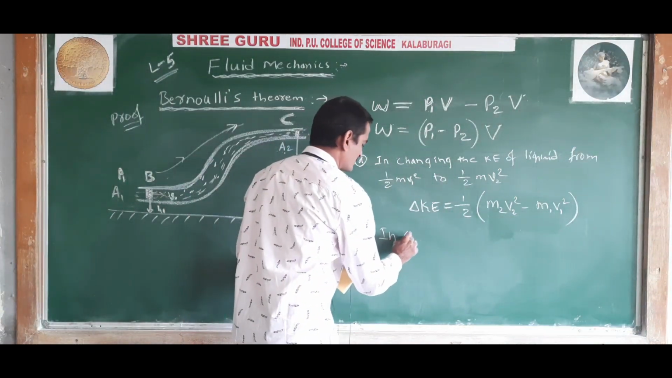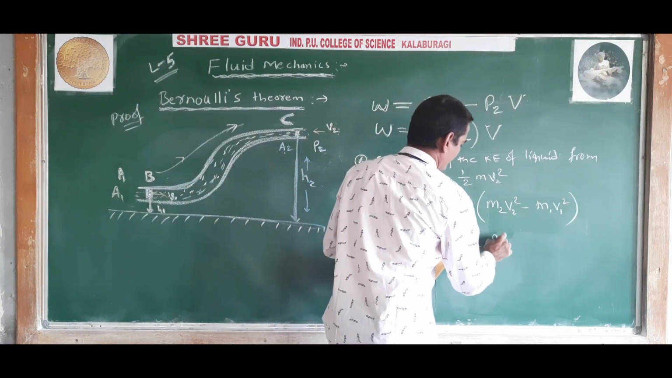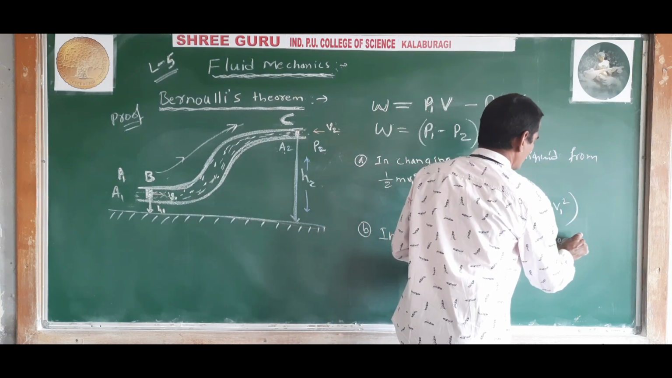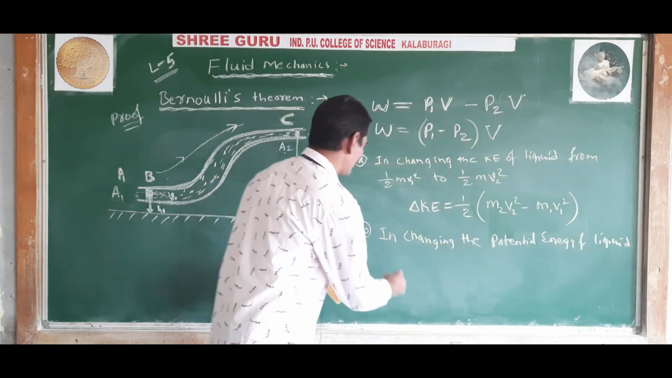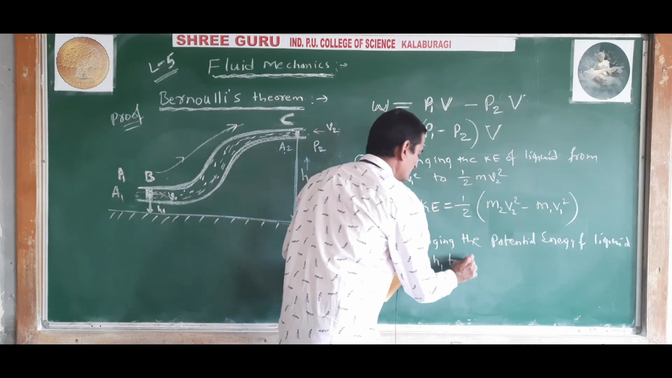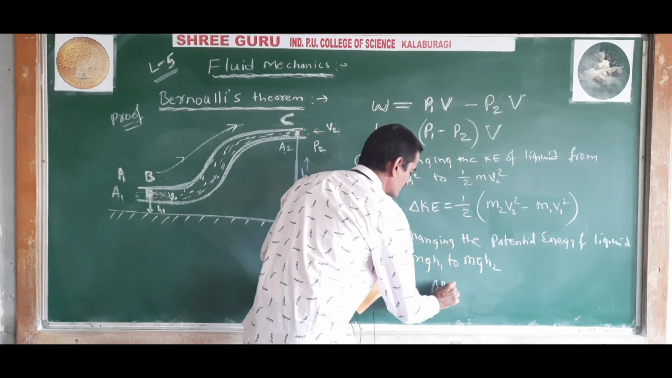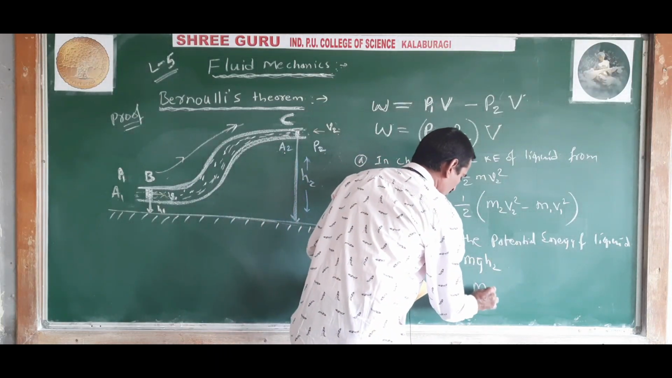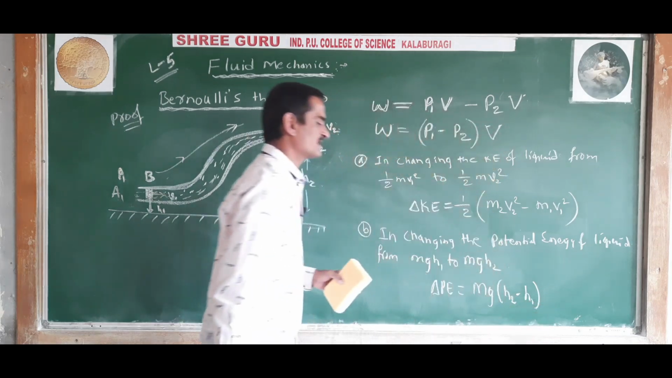in changing the potential energy of liquid from mgh1 to mgh2. That is the change in potential energy. So change in potential energy delta PE is equal to mg (h2 minus h1).